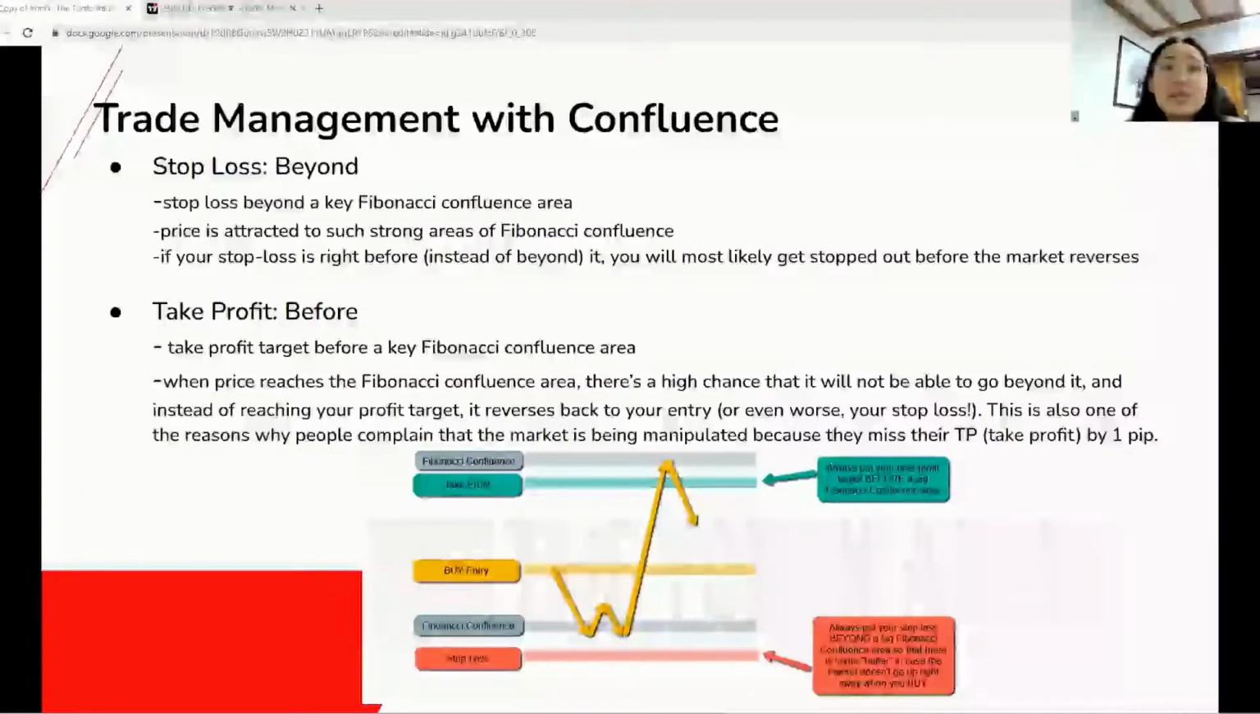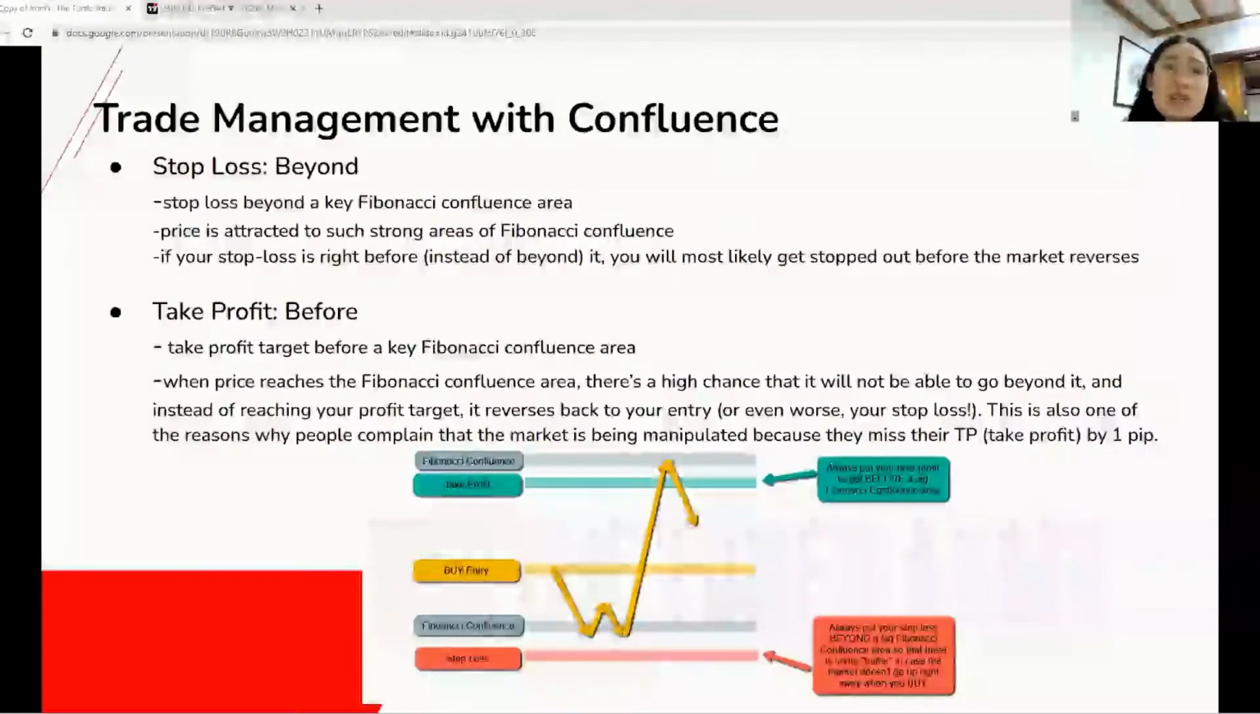So if you have a couple of swing highs that lie in the same area, that's a pretty strong level. And if you combine that together with, let's say, a Donchian channel or a pivot point indicator, and all of those levels line up, that's a confluence area as well. So it doesn't only have to be for Fibonacci. But in this slide, it's talking about Fibonacci.